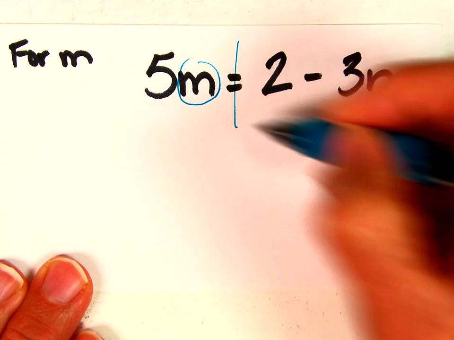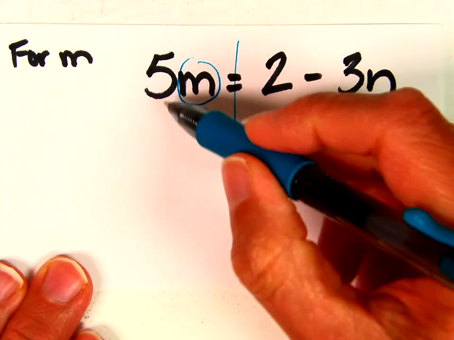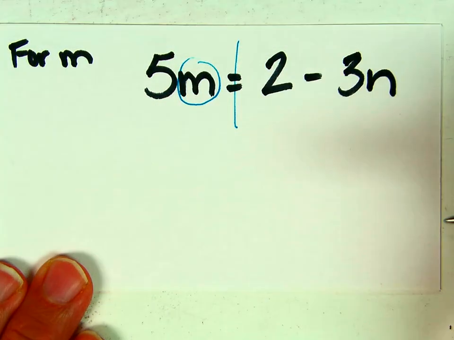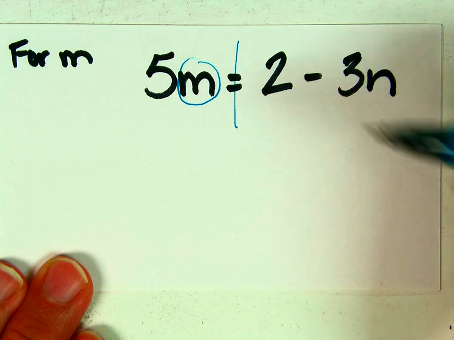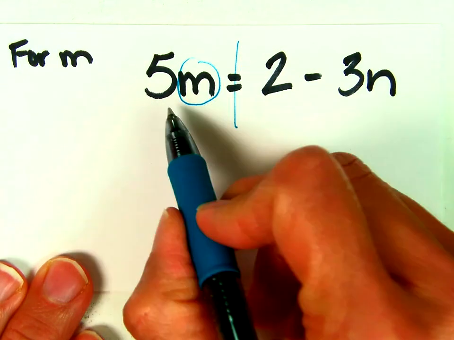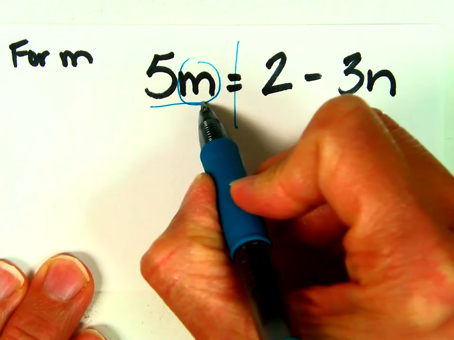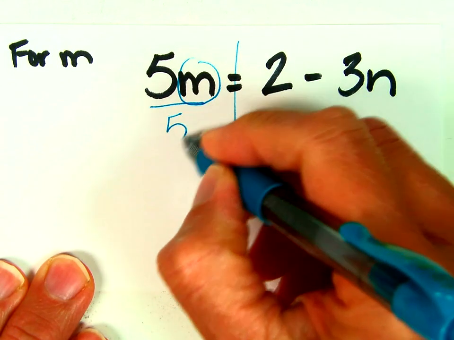Well, here's my equal sign. I need to get it alone on one side. So really, I just need to get rid of that coefficient of 5. I get rid of it by dividing, because 5 times m, the opposite of multiplying, is dividing.